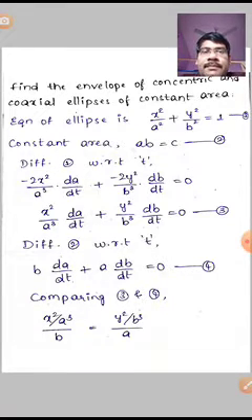Find the envelope of concentric and coaxial ellipses of constant area. Equation of the ellipse is x square by a square plus y square by b square equal to 1. The constant area is a into b is equal to c.